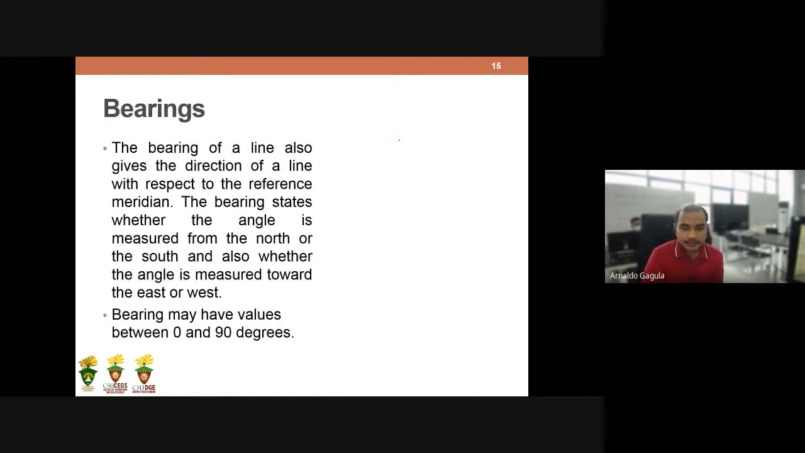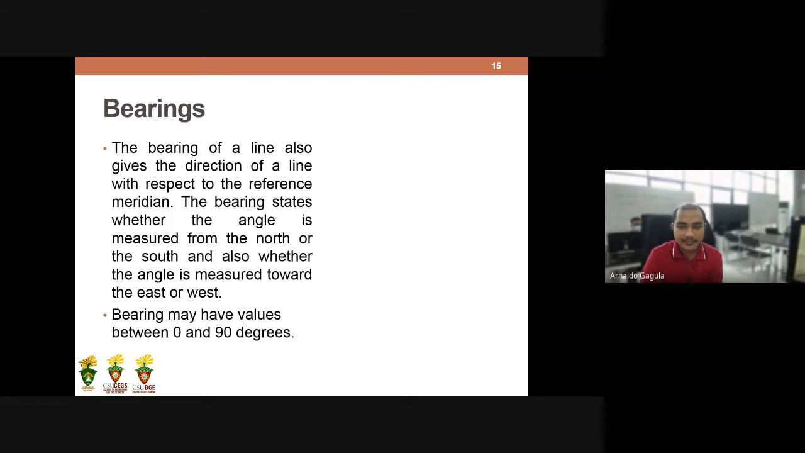Next, bearing. The bearing of the line also gives the direction of the line with respect to the reference meridian. The bearing states whether the angle is measured from the north or south, and also whether the angle is measured toward east or west. Bearing may have values between 0 to 90 degrees. So sa bearing, ang angle is naa na siya sa 0 to 90.